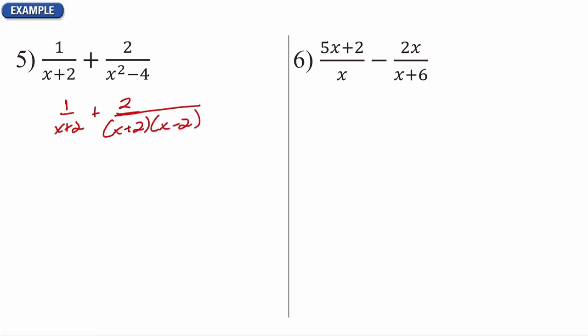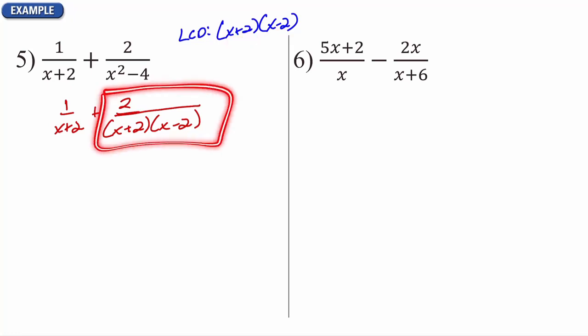Now, when you're trying to figure out what your least common denominator is with these expressions, I always say write down the denominator from the first expression, which is x plus 2, and then everything from the second denominator you have not yet written. We already have an x plus 2, so what I'm missing is the x minus 2. So the least common denominator there is x plus 2 times x minus 2. So this second fraction, I don't need to do anything with it. It already has the least common denominator.